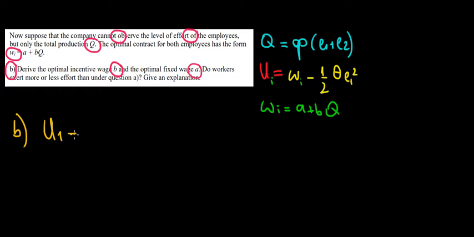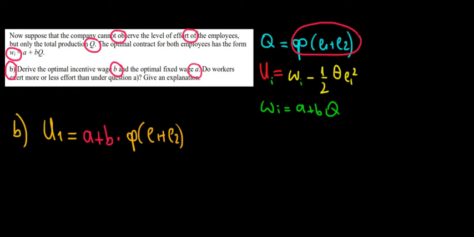For instance, the utility of the first worker is going to be the following. The wage, and the wage is A plus B times quantity. So let's substitute that. We will have A plus B times the quantity. And what is the quantity? The quantity is theta times e1 plus e2. So let's write that in a different color. We have over here theta times e1 plus e2, and he has the cost of effort, minus 1 over 2 theta e1 to the power of 2.